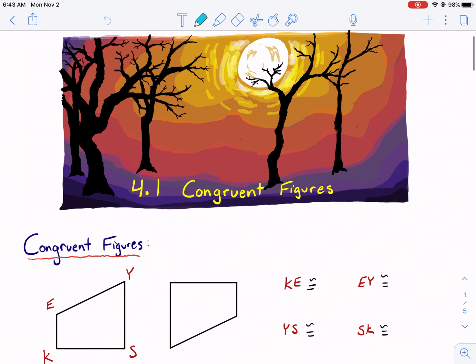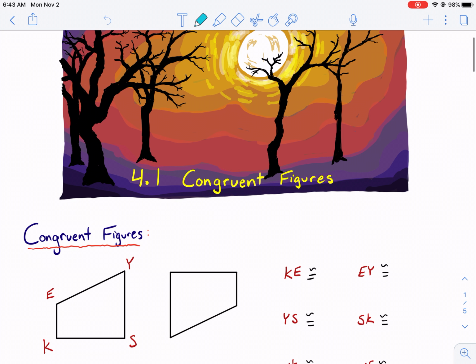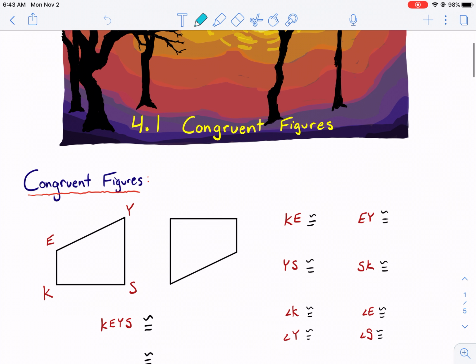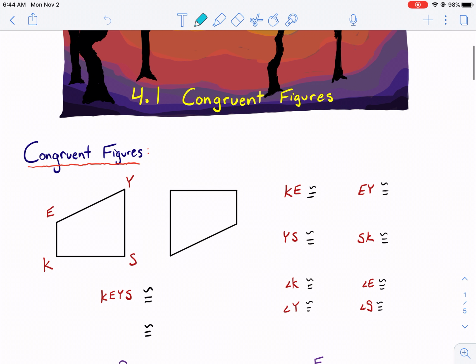Today we are doing 4.1 congruent figures. We're starting chapter 4. We're going to get into congruency and different triangles and stuff like that. But first we need to understand what is a congruent figure.